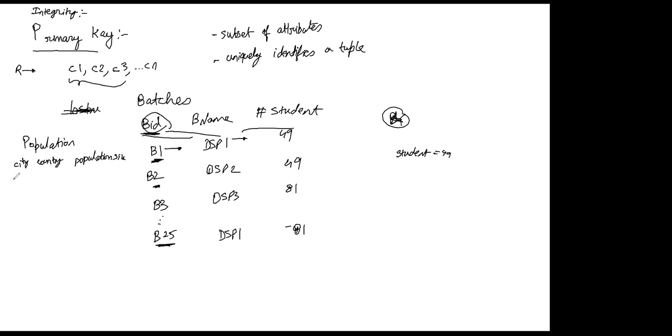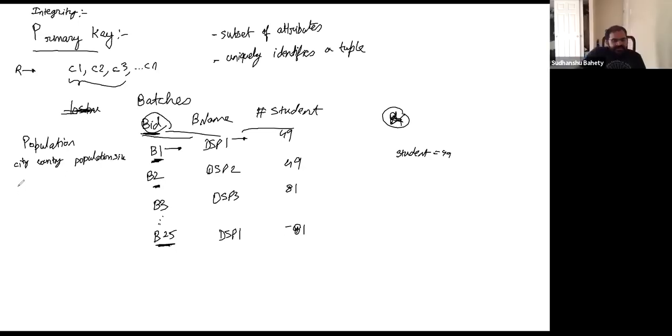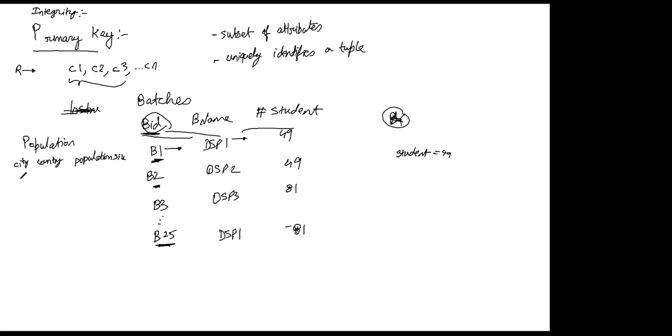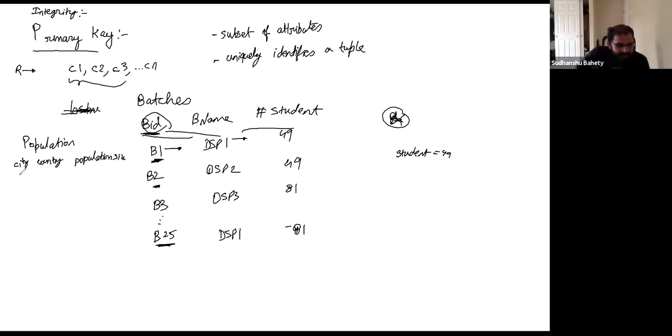Can anybody say? City. City and country. Okay, somebody said city, somebody said city and country. Why did you say city? Because a country can have more than one city, and the populations can also be common in some of the cities. So a subset is city and country, right? Which is a primary key.